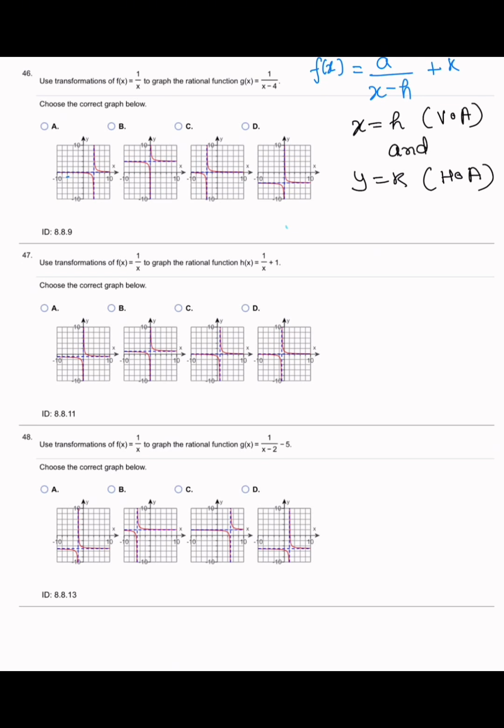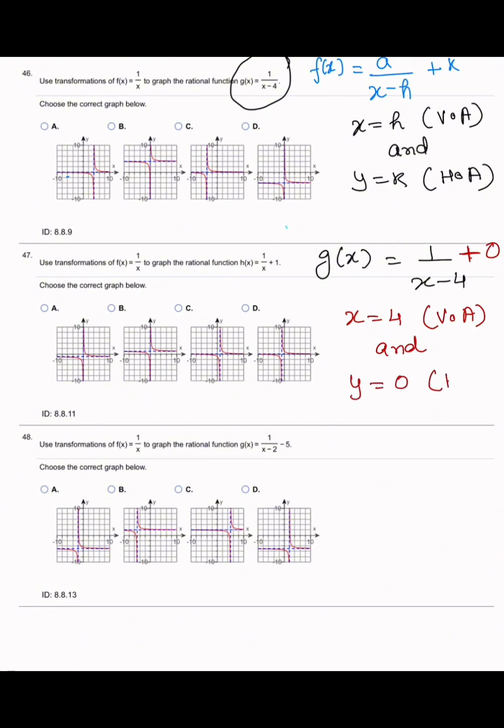Alright, now let's take a look at the question. Our first question is g of x equals 1 over x minus 4. So let's decode the information that we have. If I put x equals 4, then my expression becomes undefined, which means that's my vertical asymptote. And then what are we adding from outside? There is nothing. So y equals 0 is our horizontal asymptote.